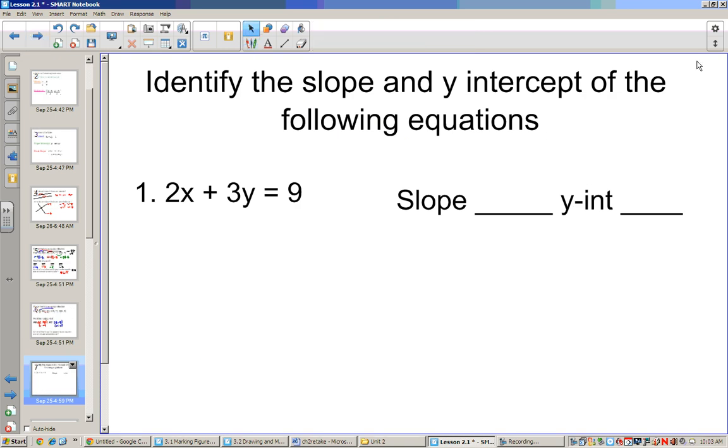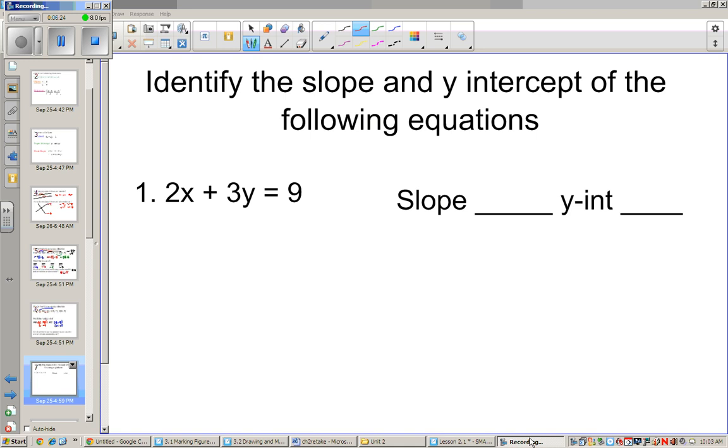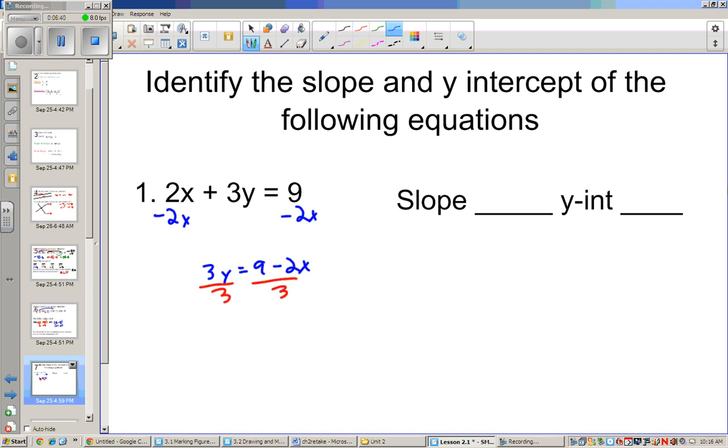All right, now we want to identify the slope and y-intercept in this equation. So this isn't in slope-intercept form. To put this in slope-intercept form, first thing I'll do is subtract 2x from both sides, leaving 3y equals 9 minus 2x. Now if I divide both sides by 3, then I'll have y is equal to 9 divided by 3 is 3, 2 divided by 3 is just 2/3 x. Now my slope is the value in front of the x, so that's -2/3. My y-intercept is the other number, which is 3.